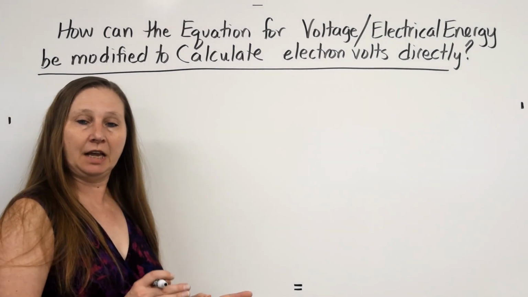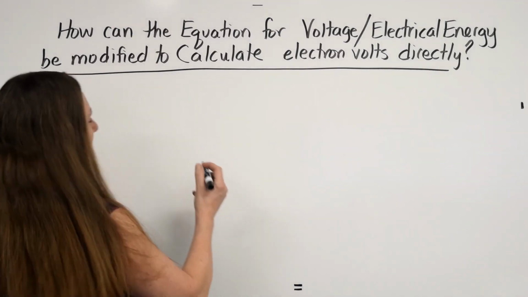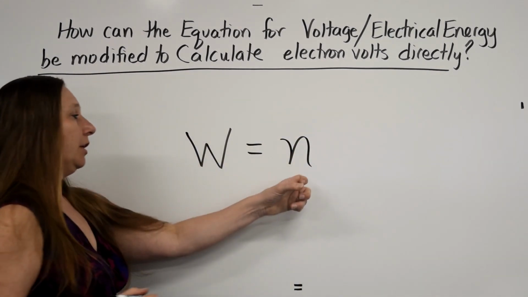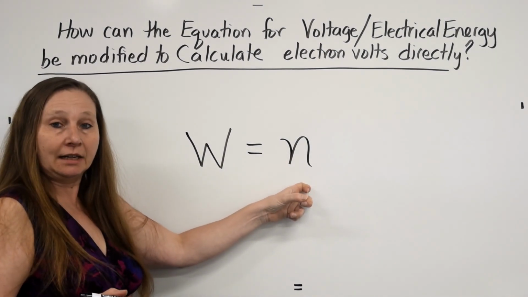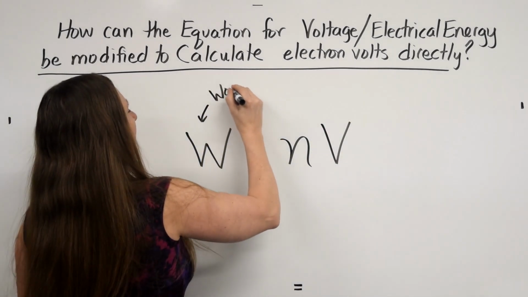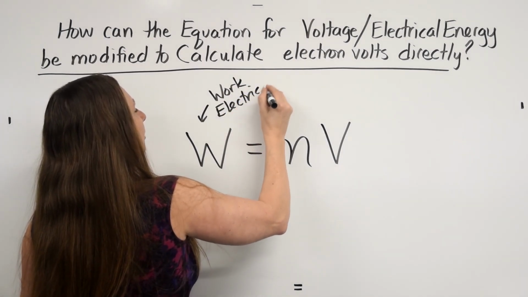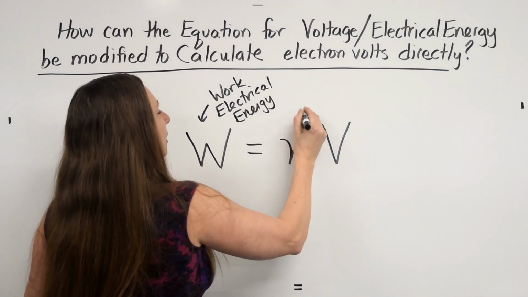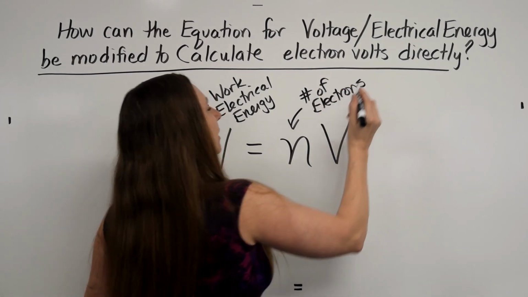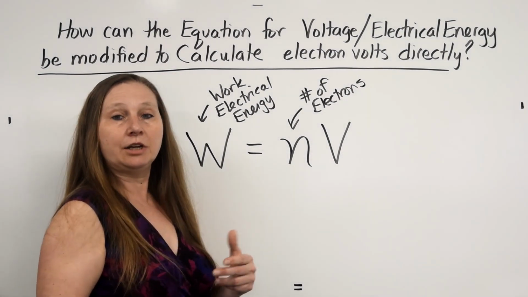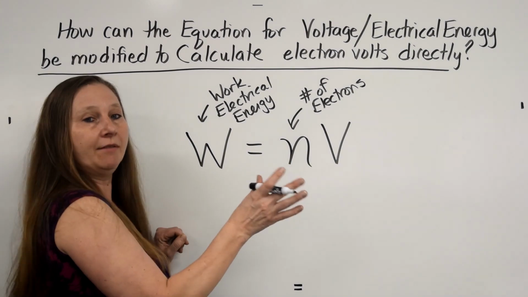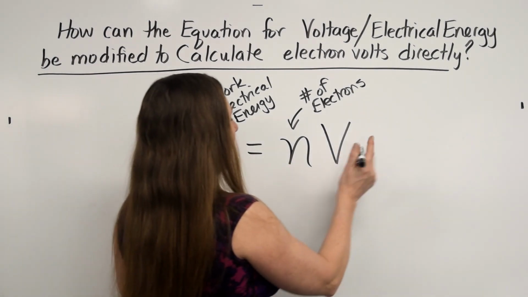So here's the version of that same equation that gives us electron volts directly. W, which is work or electrical energy, is equal to N, that's a certain number of electrons, 5 electrons, 10 electrons, 67,000 electrons, times the voltage. So what would this be now? Work, electrical energy, would be the same. This is work or electrical energy. Instead of charge, this is a certain number of electrons. Now it's easy to see that the number of electrons comes from the charge anyway. We can easily convert back and forth between number of electrons and charge. But if you put in the number of electrons, 1 electron, 5 electrons, 83,000 electrons, and this would be voltage.